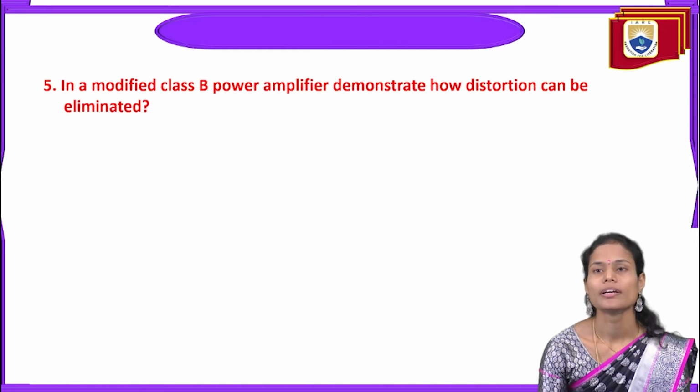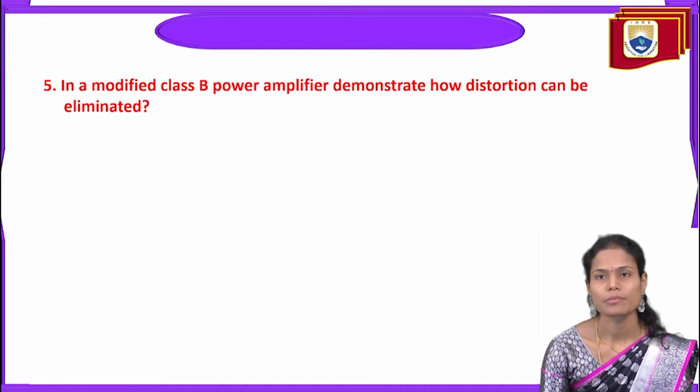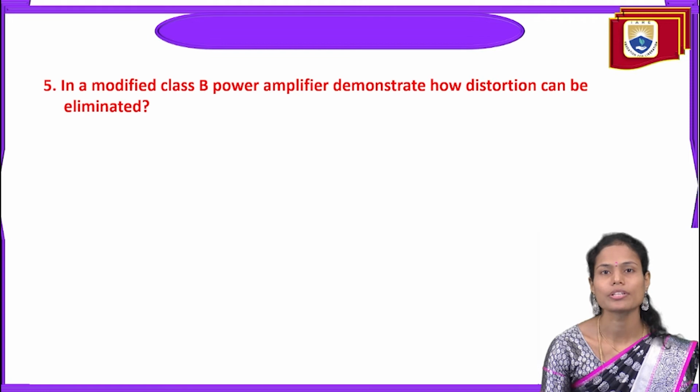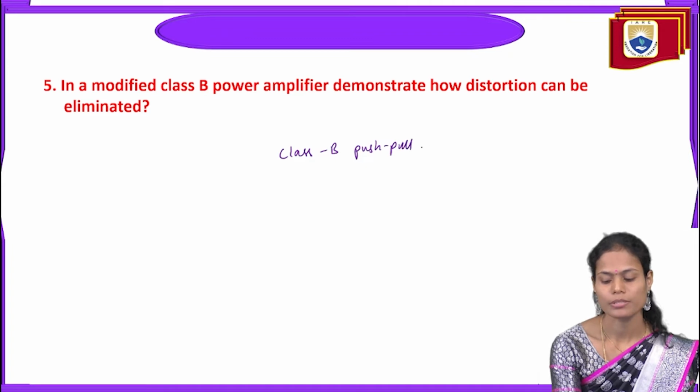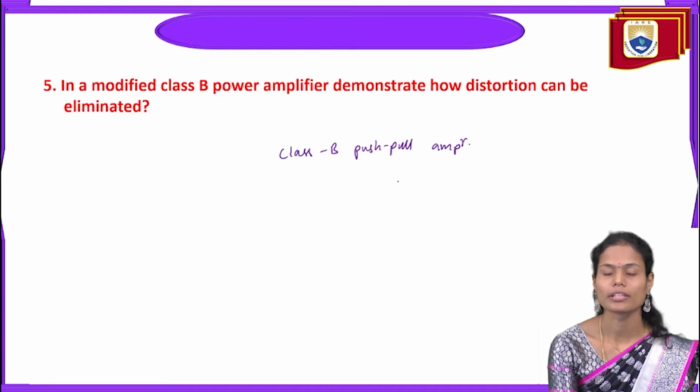And we're coming to the next problem. In a modified Class B power amplifier, demonstrate how distortion can be eliminated. The modified Class B power amplifier means the Class B push-pull amplifier. So we need to explain the Class B push-pull amplifier circuit, how the transistors are working in it, how the efficiency is improving and how the distortion is eliminated in this case. We need to explain clearly each and every point for the given question.